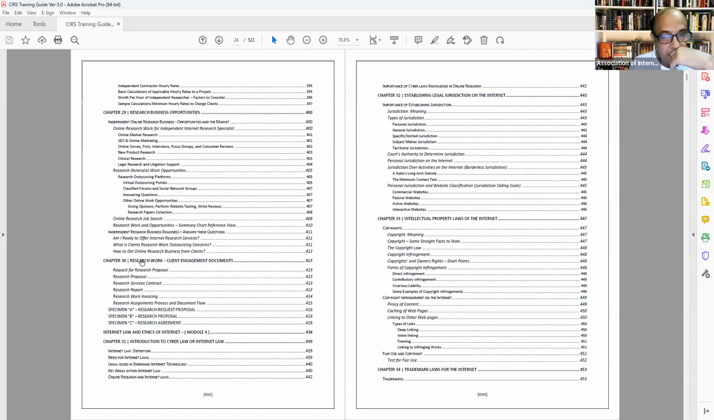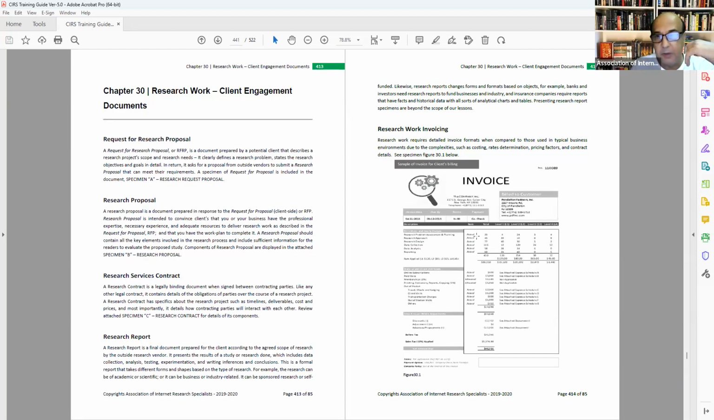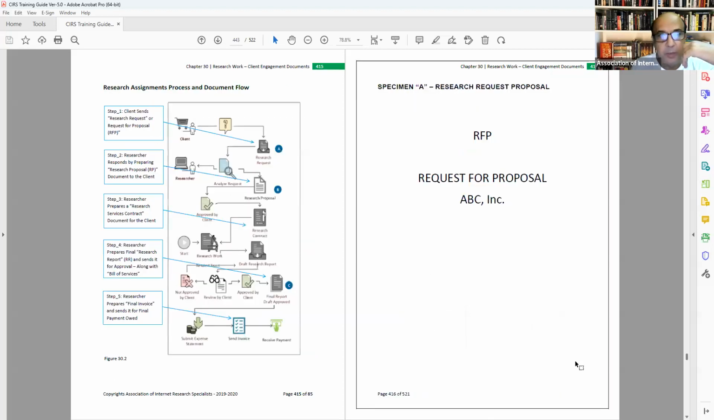So here, there we are. I'm going to talk about the client engagement document so that we can cover this as well. That's coming from module 3. And in this document flow arrangements, we'll look at the research proposal, or how you're supposed to deliver a proposal that is in response to the request for proposal. So let me do that.